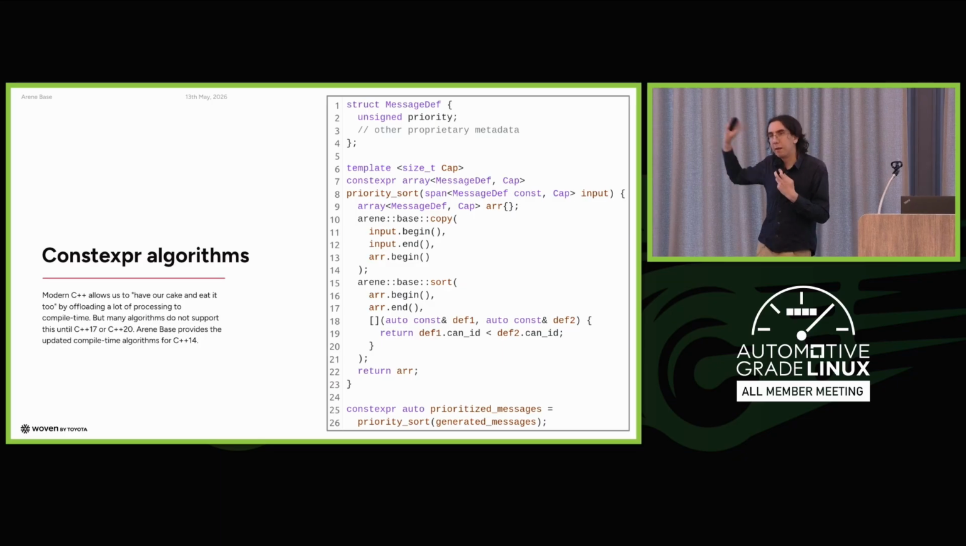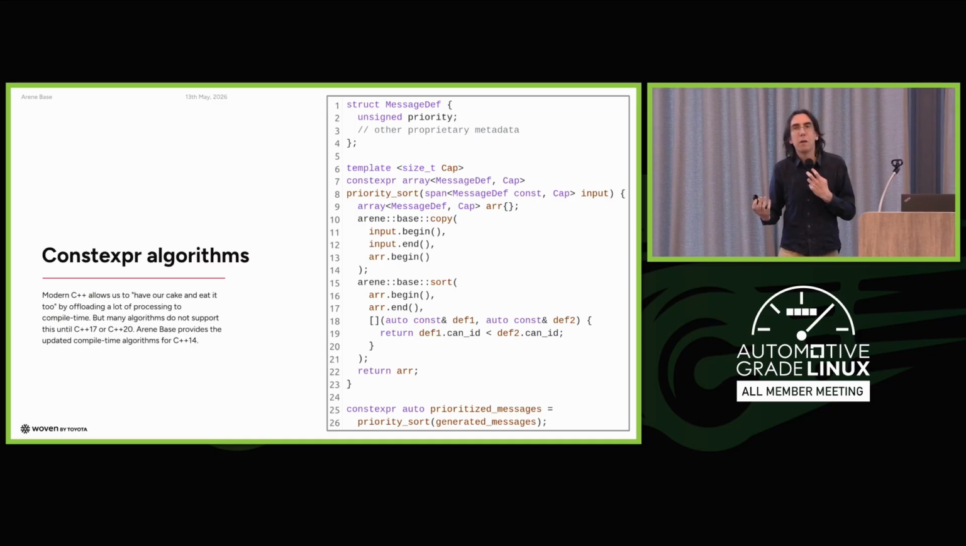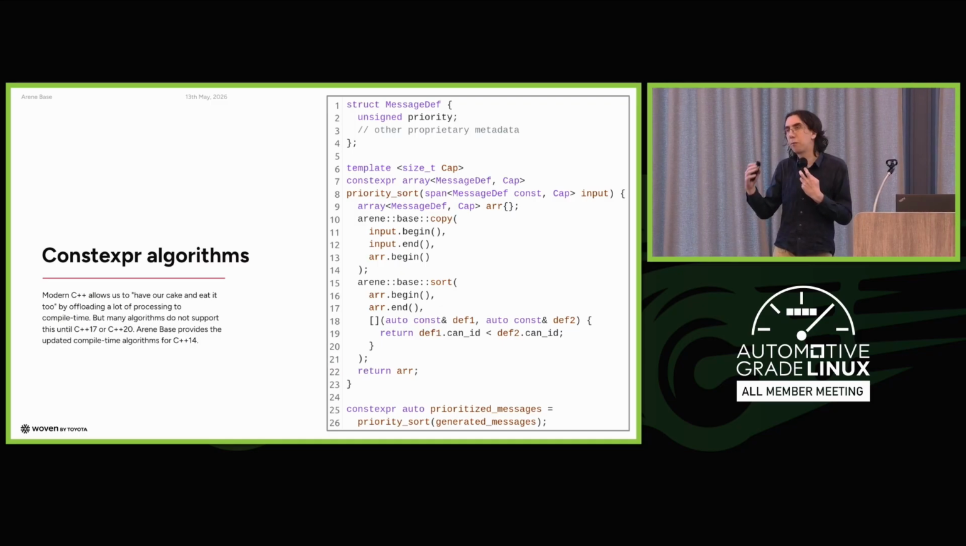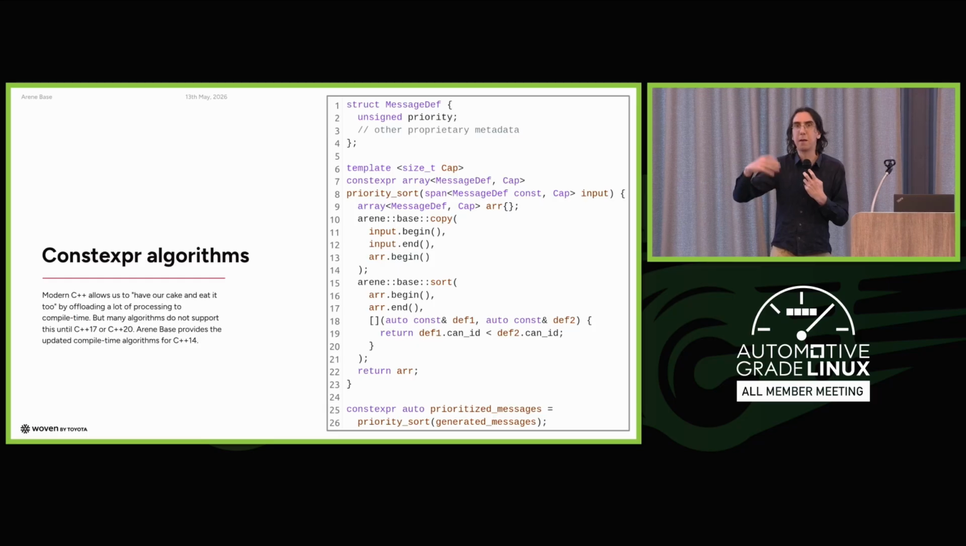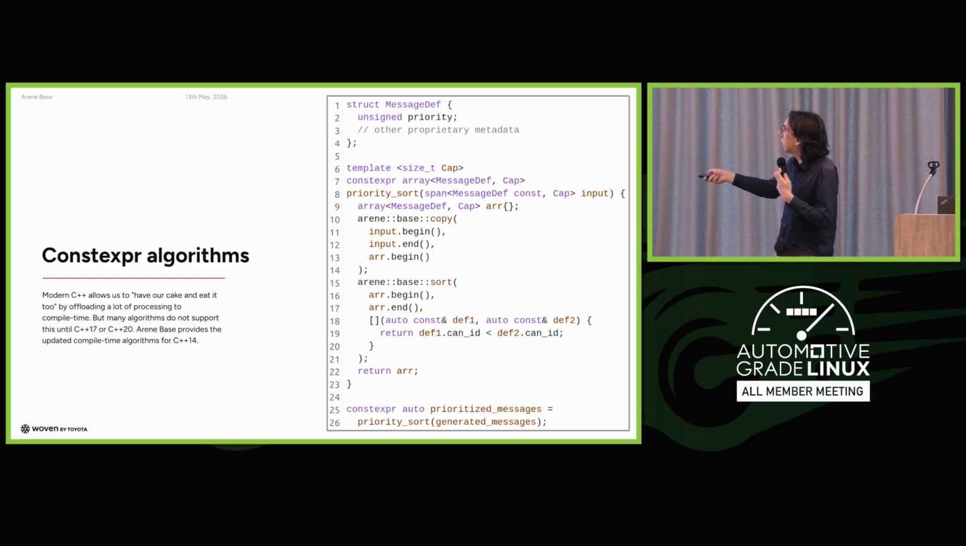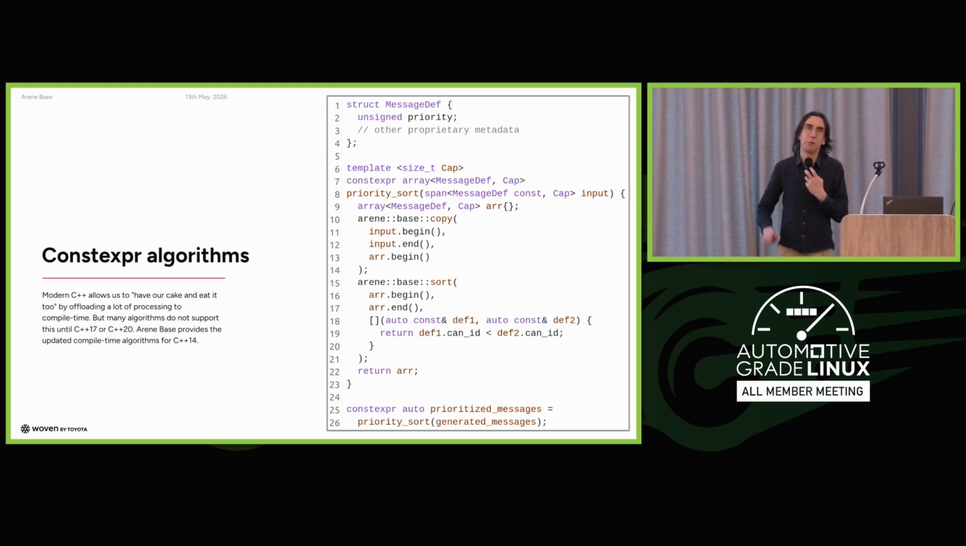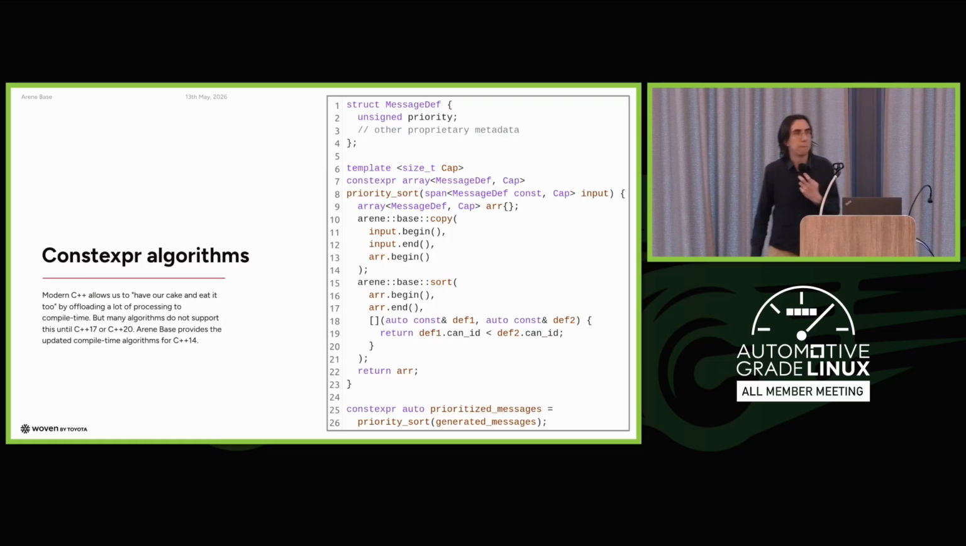And these work exactly like the standard algorithms which operate on ranges of data, except that ours contains some features from future C++ versions where you can use them fully at compile time. And so this allows you to produce a list of all the messages that can be used on your ECU, sorted by priority, completely at compile time. There's no runtime overhead for this at all.